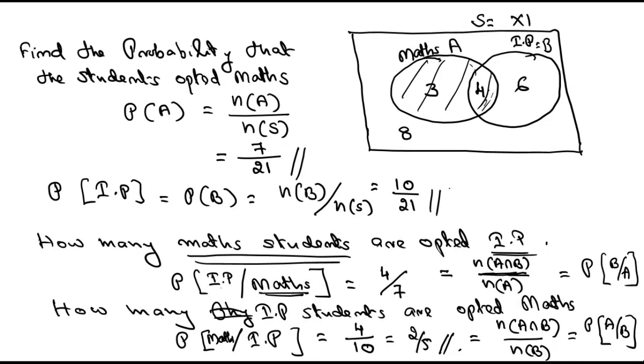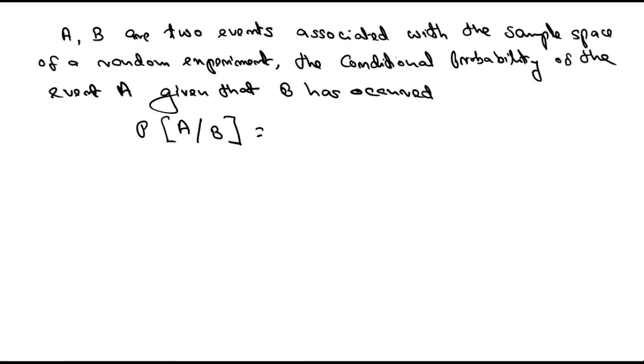So probability of B given A means n of A intersection B divided by n of A. Probability of A given B means n of A intersection B divided by n of B. This is your conditional probability. Probability of A given B equals n of A intersection B divided by n of B.